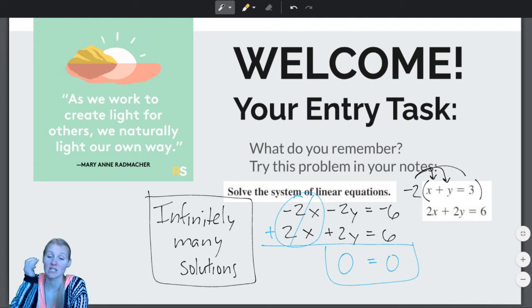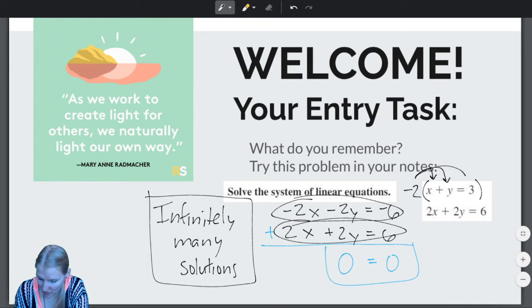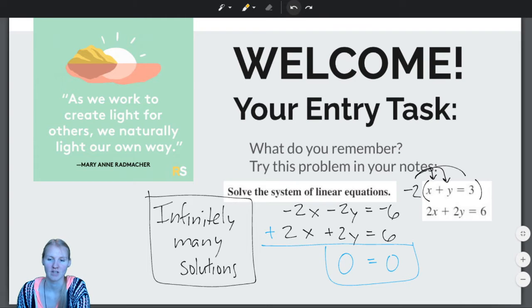And I can also see from the beginning, or from this step, that these are the same equations, but one is negative. The top is negative 2x minus 2y equals negative 6, and the bottom one is just the positive version. So I can see that they're the same line. One just got multiplied by negative 1 or something. Okay, awesome. Good review from last video.